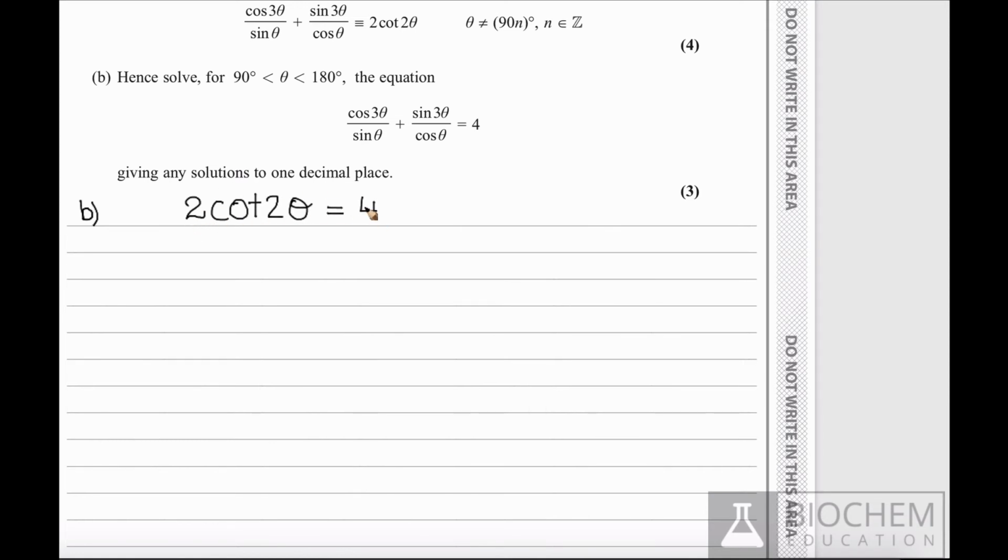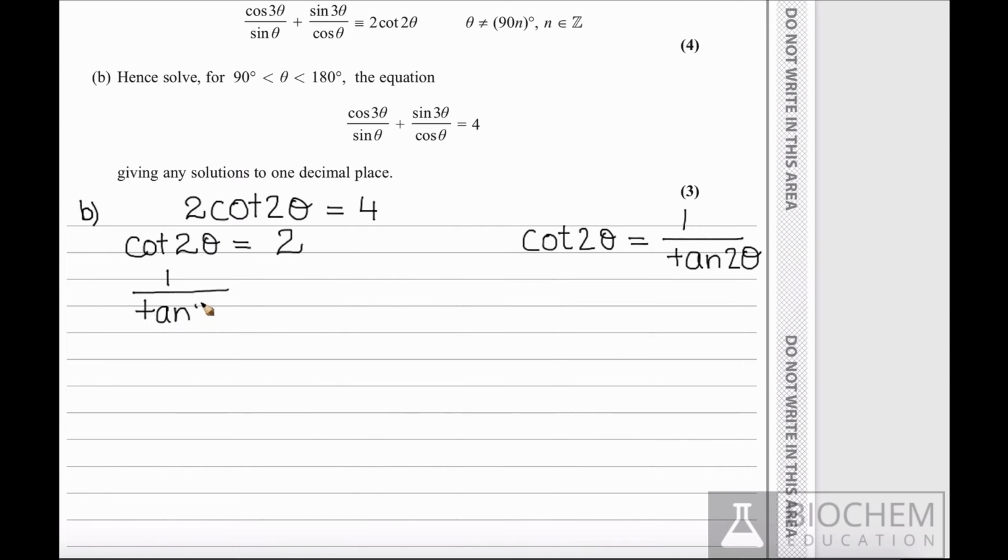Now we can divide both sides by 2. We get cot 2 theta equals 4 divided by 2, which is 2. As I mentioned in part A, cot 2 theta equals 1 over tan 2 theta. So I can write this as 1 over tan 2 theta equals 2. Now I can flip both sides and write this as tan 2 theta equals 1 over 2. Now I have to find values of theta between 90 and 180.